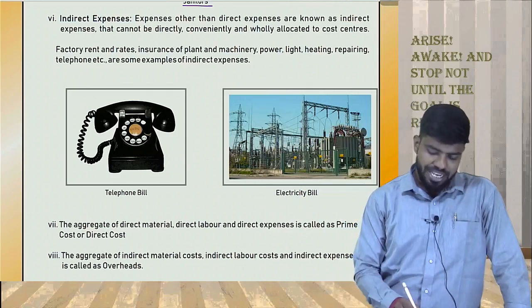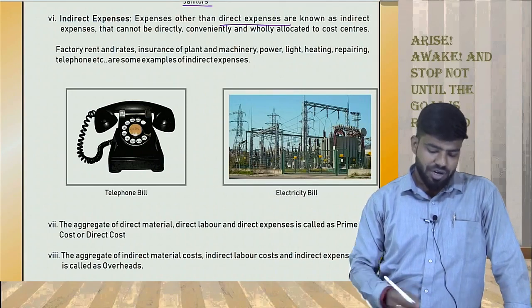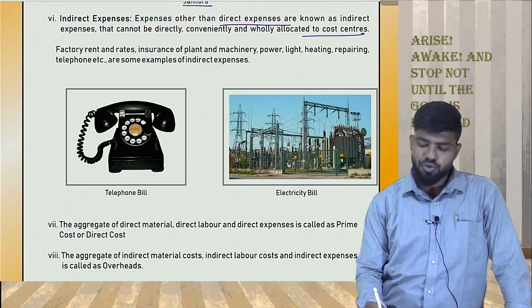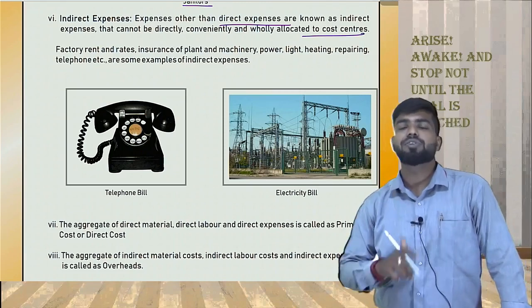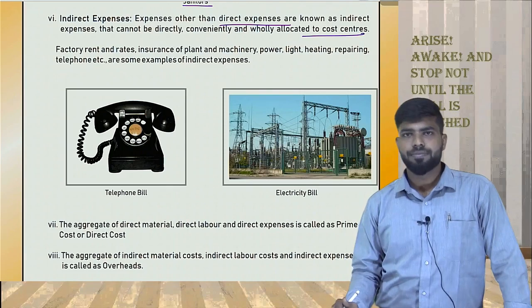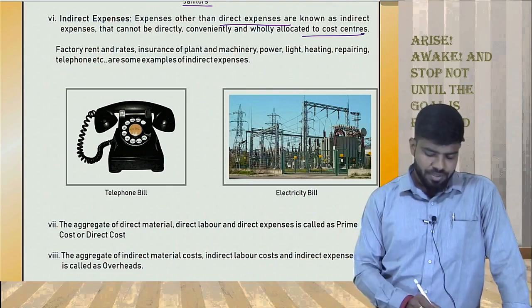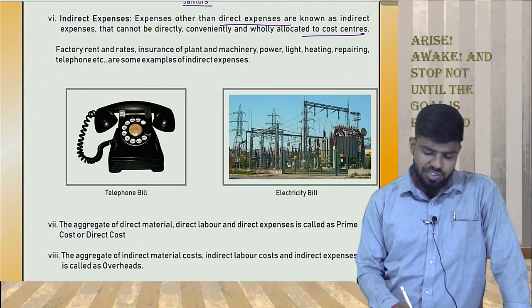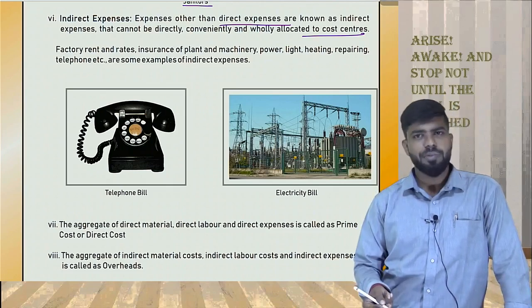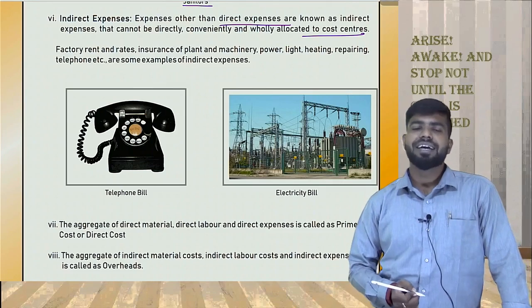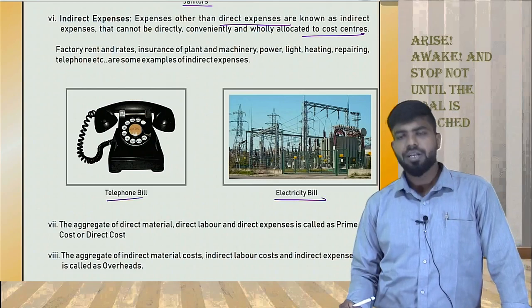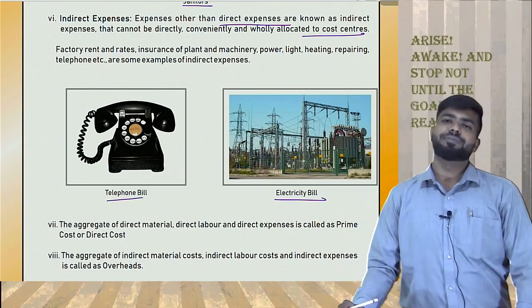Okay, now look at this. The expenses other than direct expense are known as indirect expenses, which cannot be directly or conveniently or wholly allocated to a cost center. We cannot allocate directly to the product. We should choose some other process. We'll discuss that later. Okay, next. Factory rent and rates, insurance of plant and machinery, power, light. These are some examples of the indirect expenses. Here I have given telephone bill, electricity bill, all these are the indirect expenses.